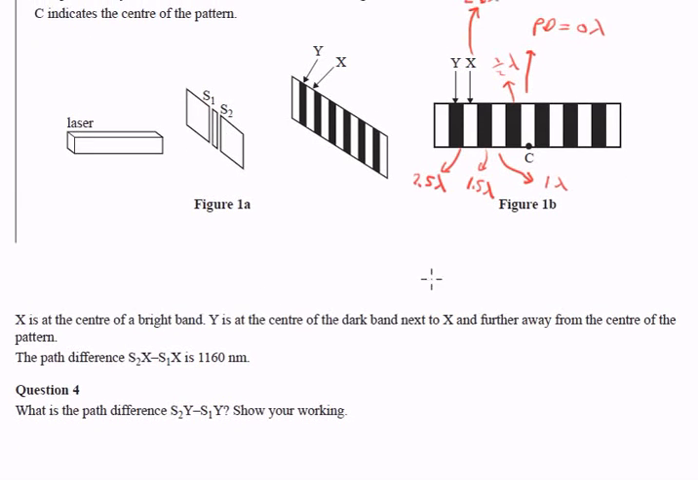Now they've given us that the path difference to X is 1160, and if you know that's 2 wavelengths, so if you put the two 580 nanometers in, you get 1160. So it's not really any new information there. What we want to know is the path difference to Y, and that's 2.5 wavelengths. It's 2.5.